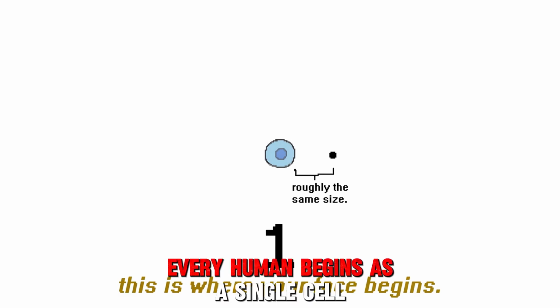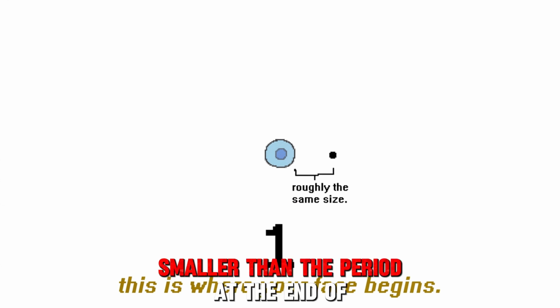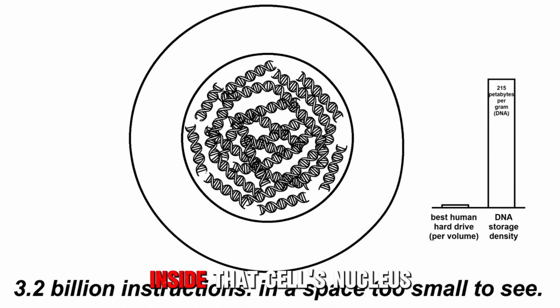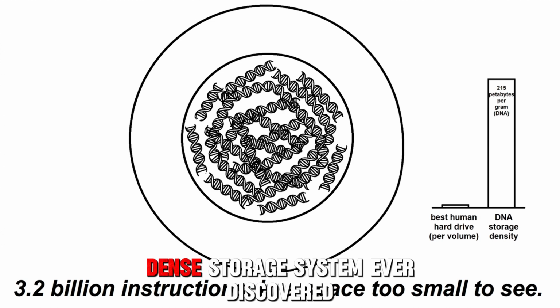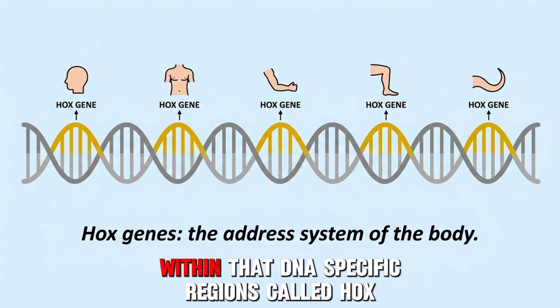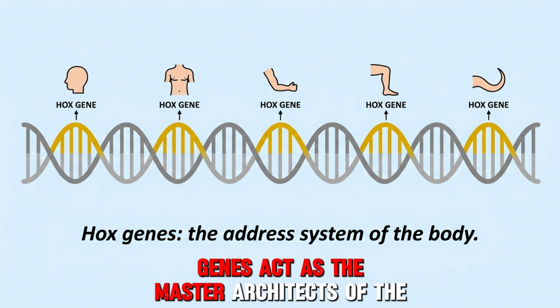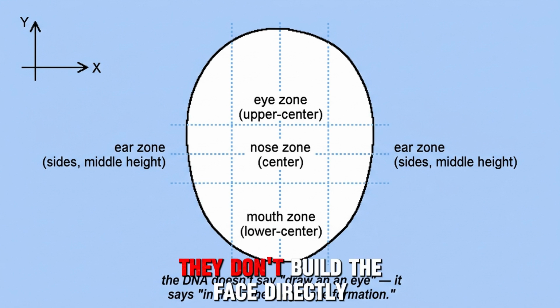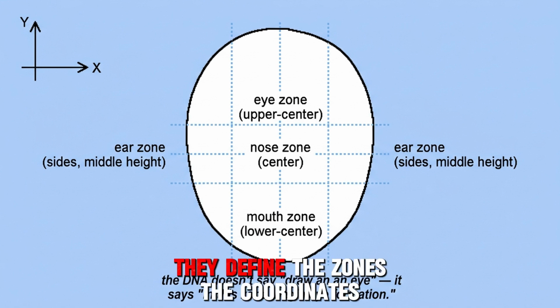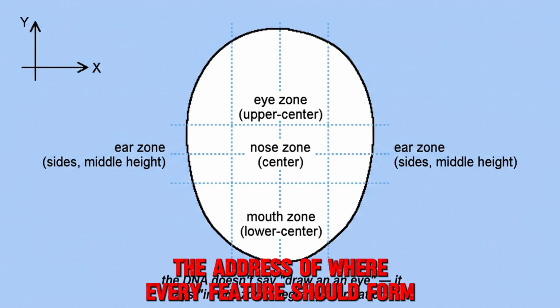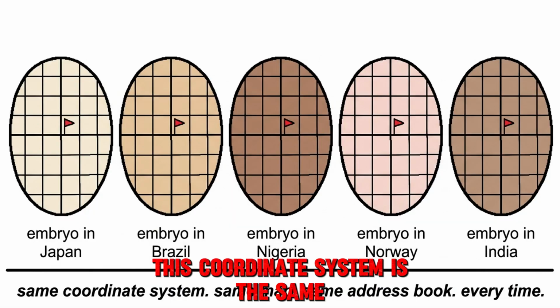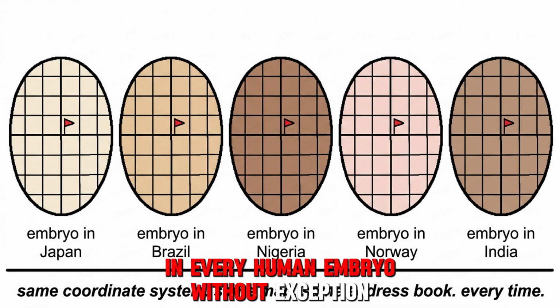Every human begins as a single cell, smaller than the period at the end of this sentence. Inside that cell's nucleus, 3.2 billion base pairs of DNA, the most information-dense storage system ever discovered. Within that DNA, specific regions called Hox genes act as the master architects of the body plan. They don't build the face directly, they define the zones, the coordinates, the address of where every feature should form. This coordinate system is the same in every human embryo, without exception.